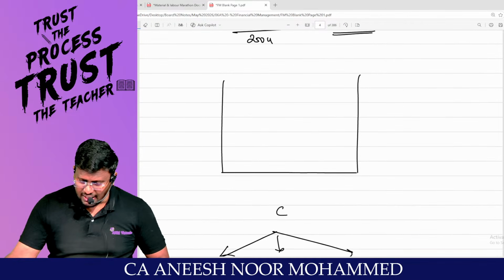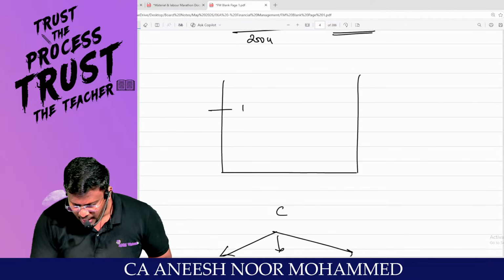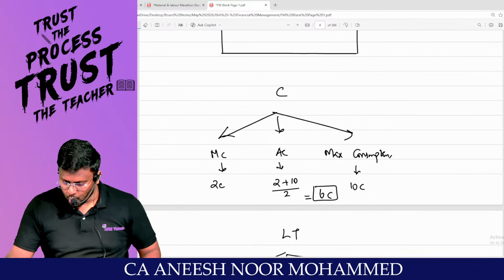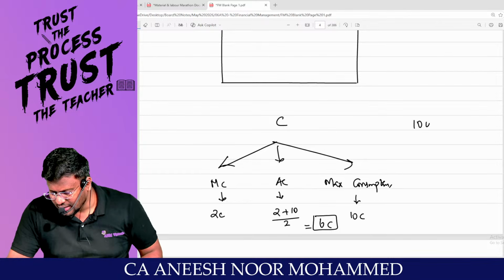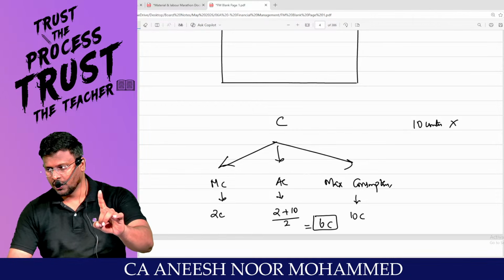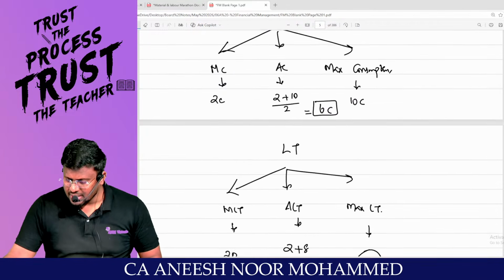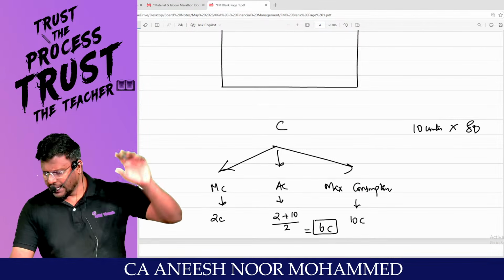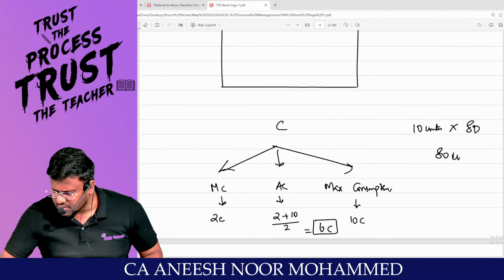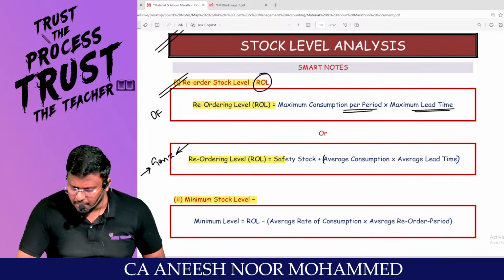So the old approach, the parents' approach, the traditional approach, is maximum consumption into maximum lead time. What you will be thinking: in my factory, 10 units I will be maximum consuming in 1 day or 1 time, into maximum lead time. If I am ordering now, my supplier will take maximum 8 days. So in my bin, if the units become 80 units, I will immediately place an order. That's maximum consumption into maximum lead time.